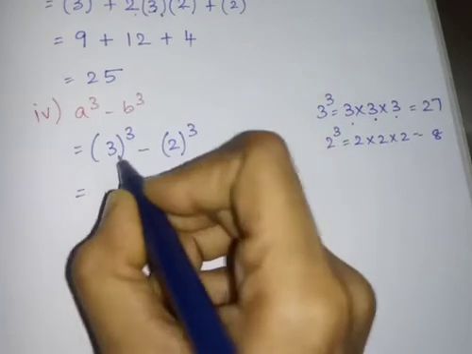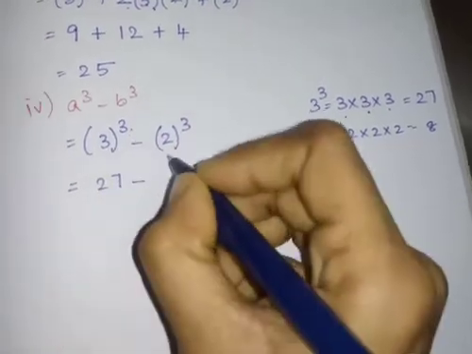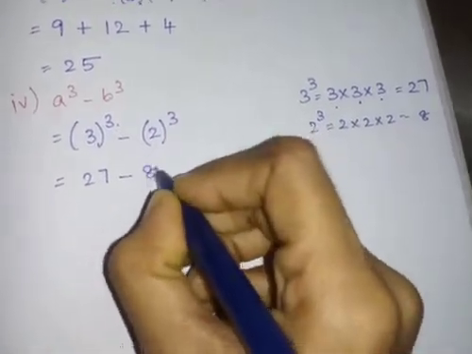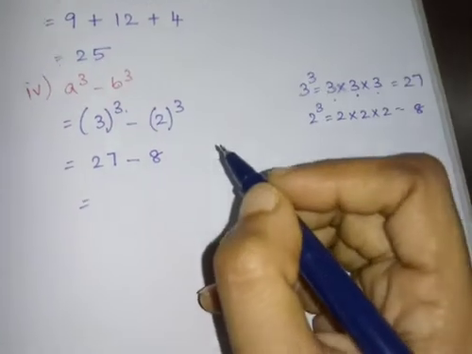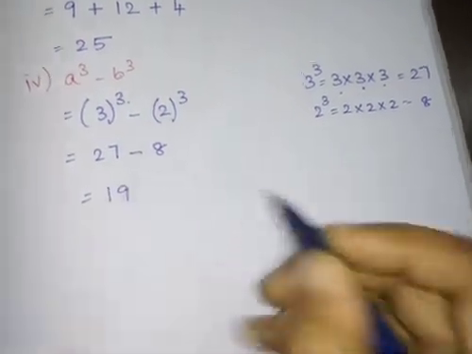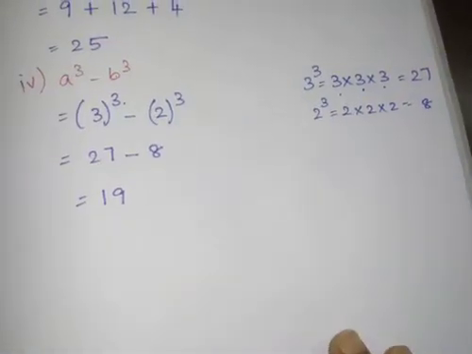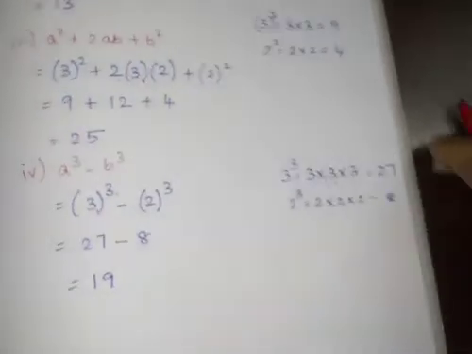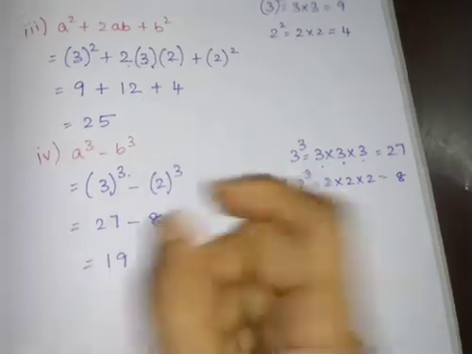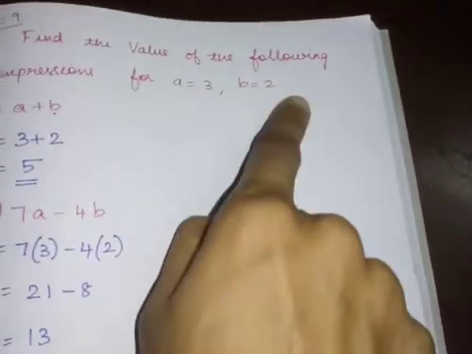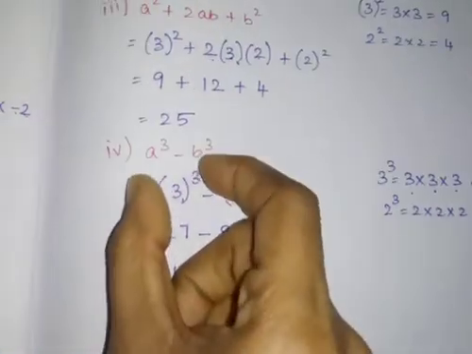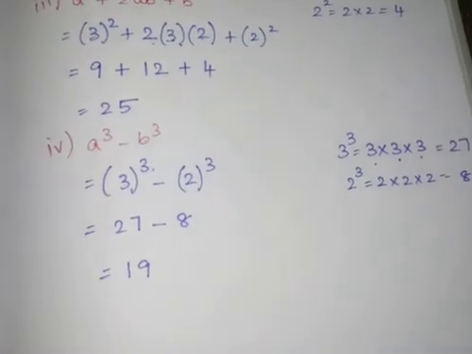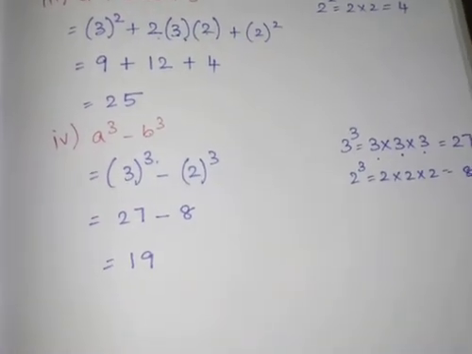Now just substituting. 3 cube answer is 27, minus 2 cube answer is 8. So 27 minus 8 is what? 19. Okay, 27 minus 8 is nothing but 19. Understood? So here we have both the variables A and B. The value for each variable is given in the question. We just substitute those in the expression and find the value of the given expression.